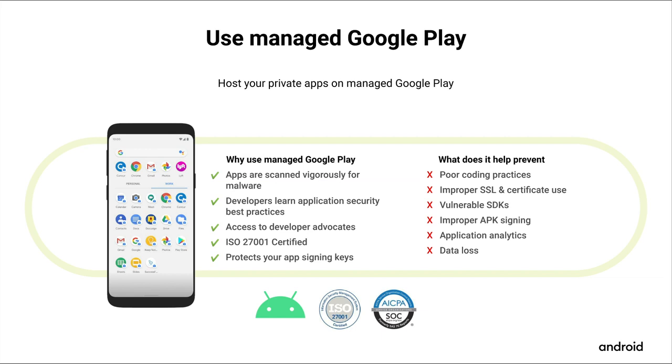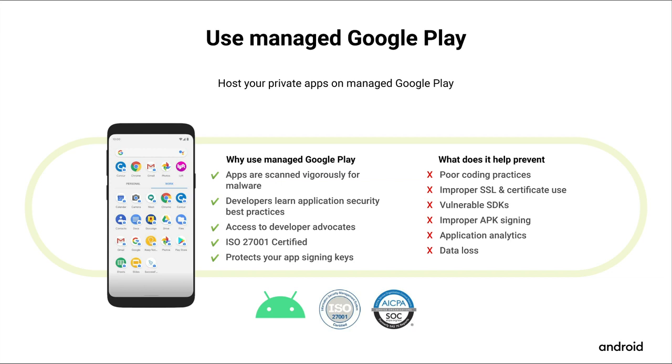Now, when we find those poor coding practices or improper use of certificates or vulnerable SDKs, it's a great opportunity for your developers to learn best practice when it comes to building secure applications. We work directly with that developer if things are found and help them build their apps much stronger to have best security practices. Third, you have access to developer advocates. So if there's questions on how to use Jetpack, for example, you now have access to developer advocates that can help you answer questions about how to build these applications.